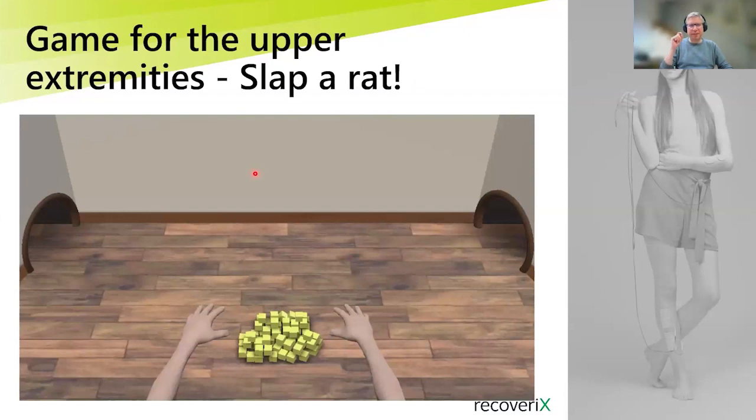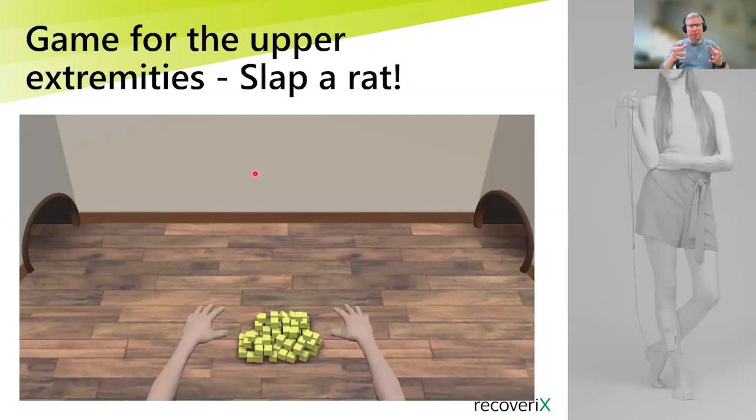This is our game that we have developed for the upper extremities. We call it Slap a Rat or Slap a Mouse. What you see here, as I said, you still see the hands of the patient in the first person's perspective, lying on the table or on the floor.